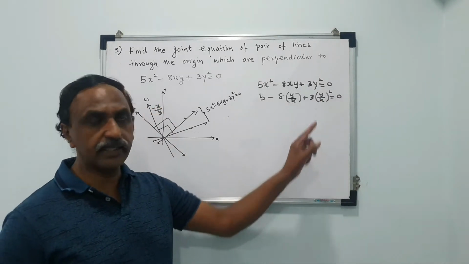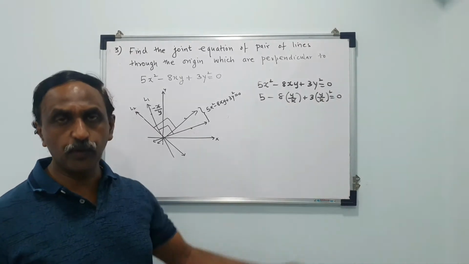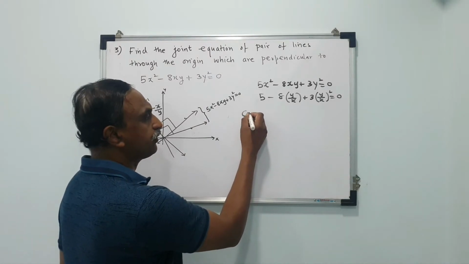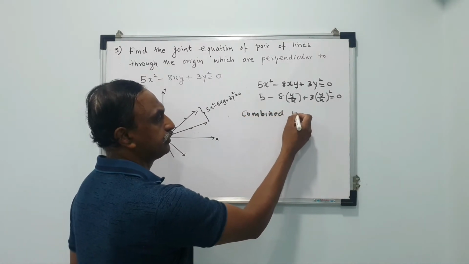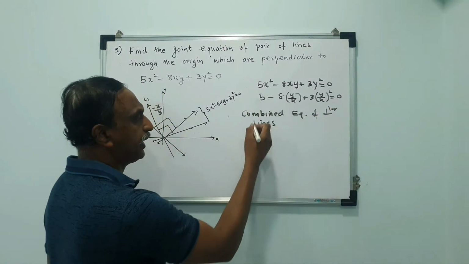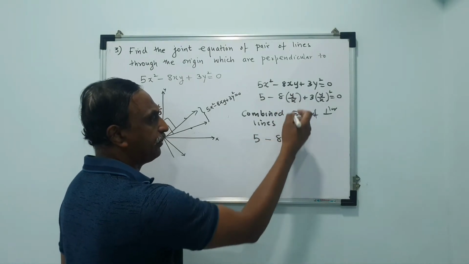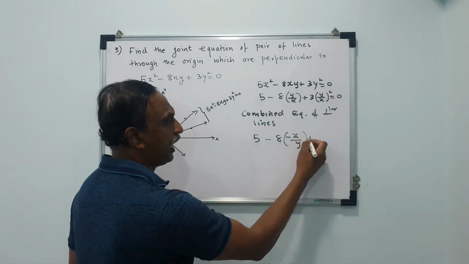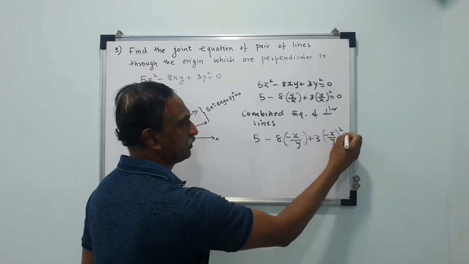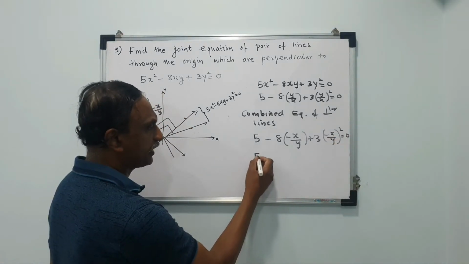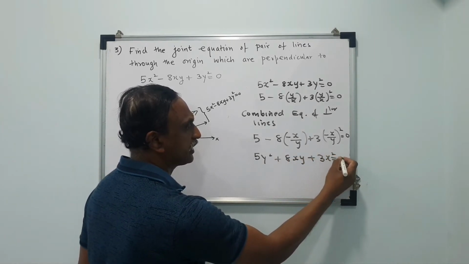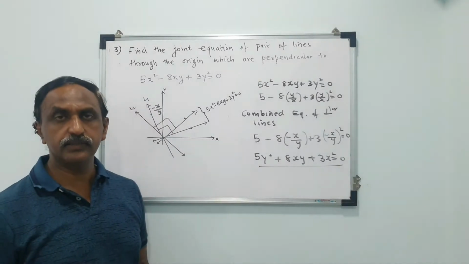So in place of y by x, if you replace minus x upon y, you will directly get the combined equation of the perpendicular line. So the combined equation of the perpendicular line is obtained by just replacing y by x by minus x upon y, and you get your answer. So you will get 5y square plus 8xy plus 3x square equal to 0, and this is exactly what we got in the previous method.